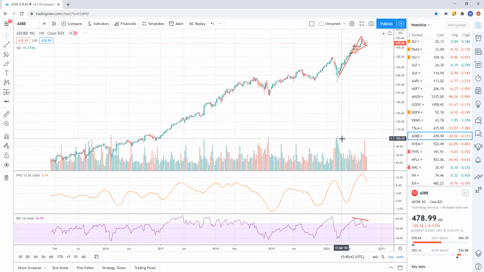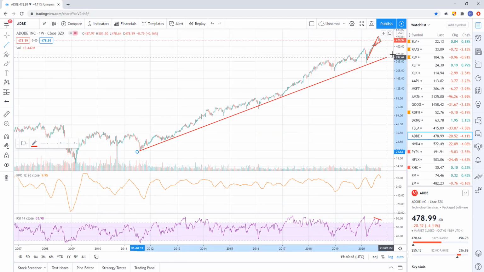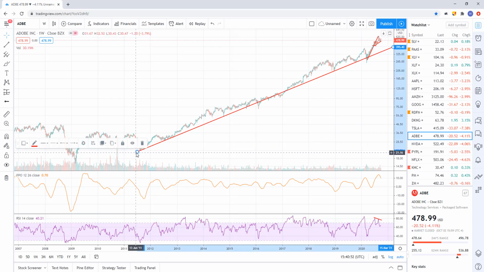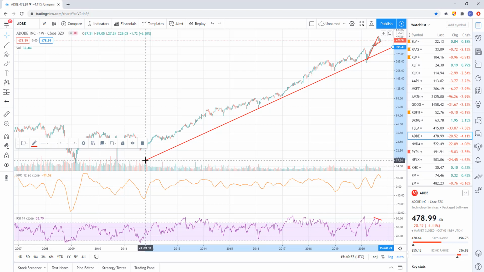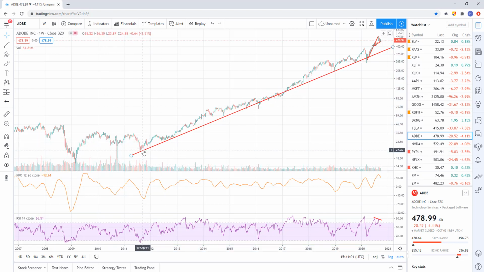If you want to go back and look at the bigger picture in Adobe, you could probably mark out some sort of major trend line. See if we can find something that's clean. Yeah, we broke it down there. There's nothing super clean, really. This is going back to 2011.